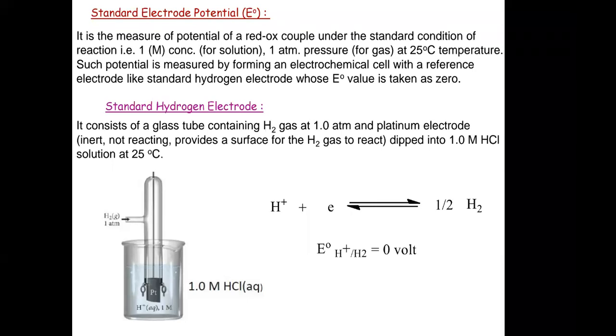Now, in an electrochemical cell, an unknown redox couple, whose potential value we do not know, will couple with this hydrogen electrode, and then we will be able to measure the electrode potential of that unknown redox couple in an electrochemical cell.